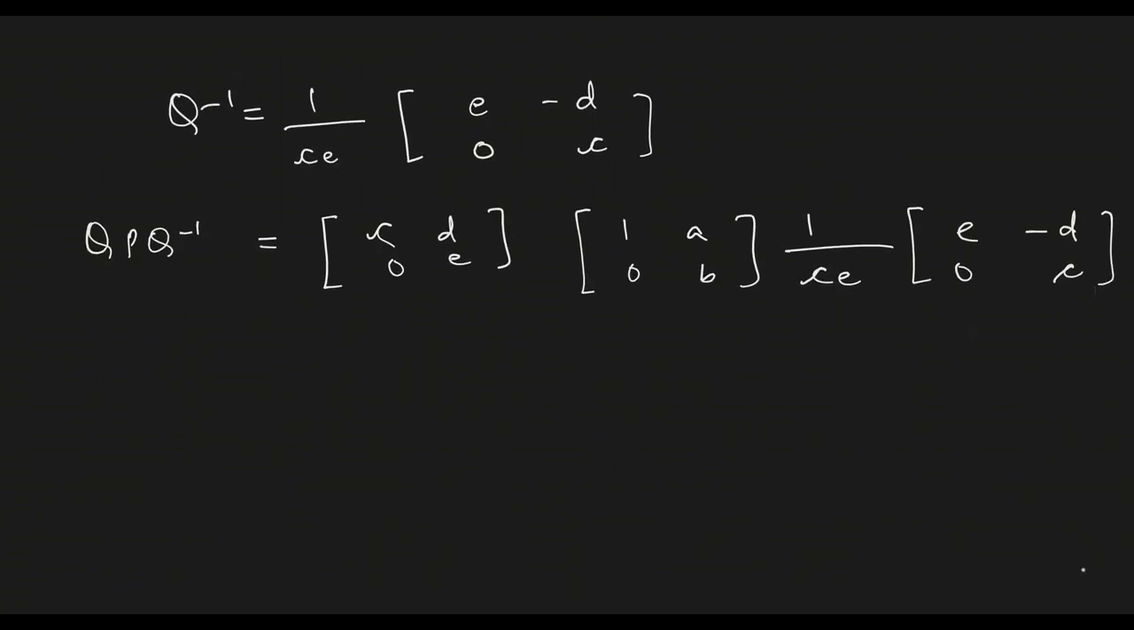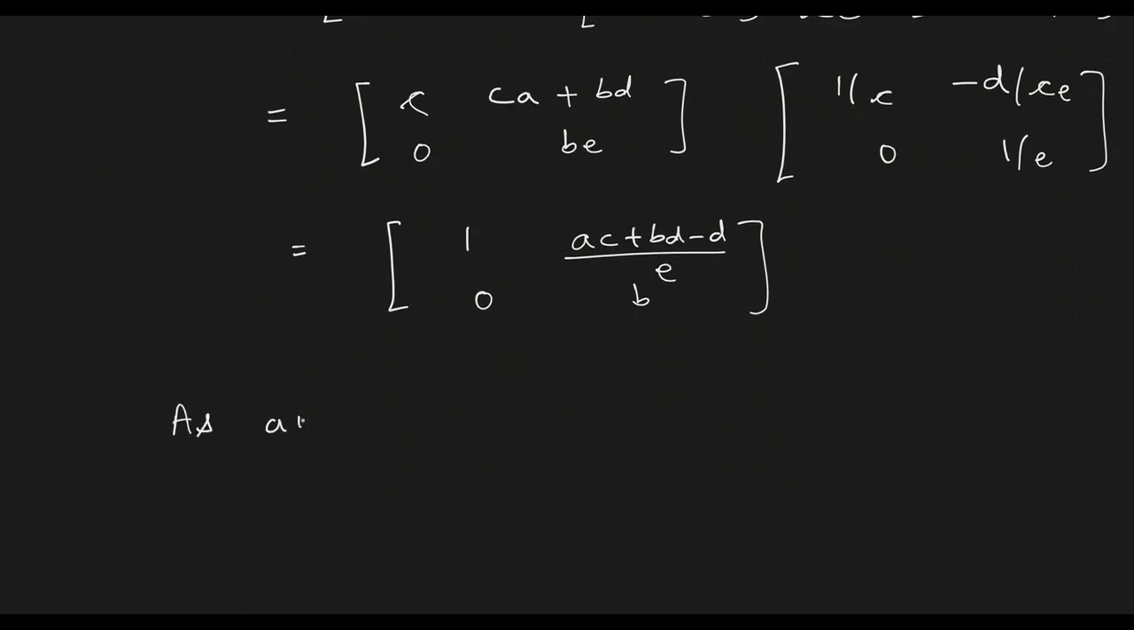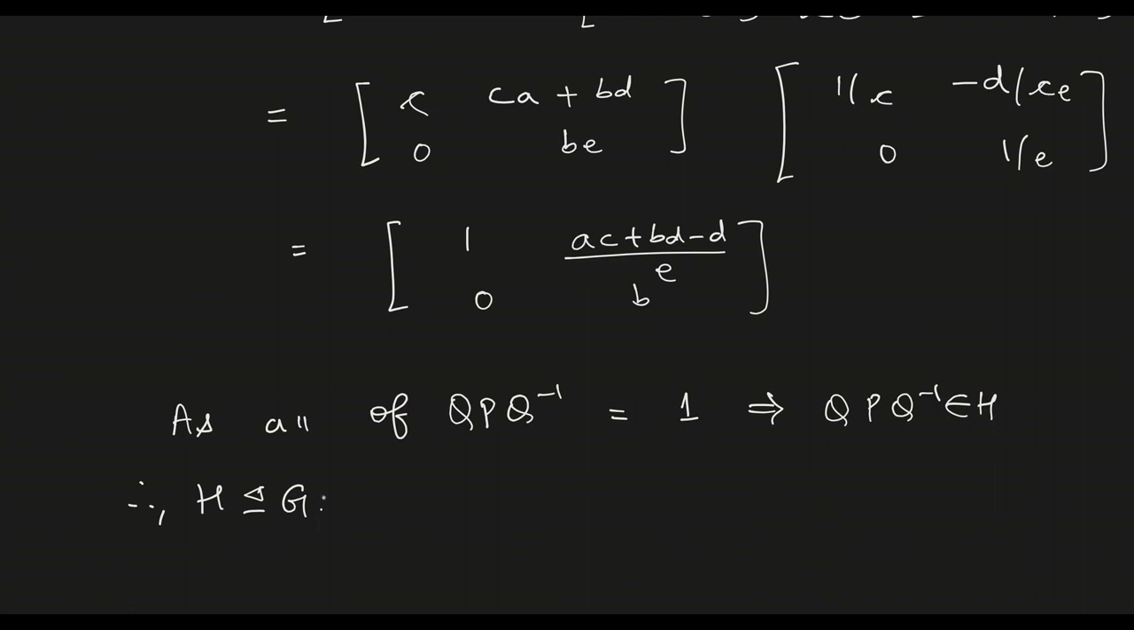So this is equal to C 0, CA plus BD, BE, times 1 upon C 0 minus D upon CE, 1 upon E. Finally this is 1, AC plus BD minus D upon E, 0 B. Now as A11 of Q P Q inverse is 1, this means that Q P Q inverse belongs to H. I'm saying the third part, this one is coming, the second one is done, now the third, the C part.